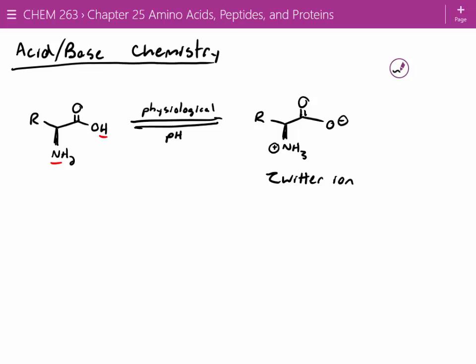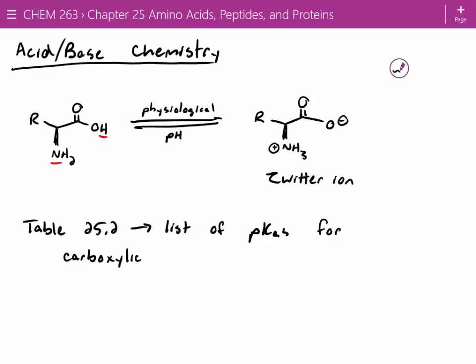If you go into your book, table 25.2 has a list of pKa's for your carboxylic acids and ammonium ions. I'm always blown away by how much they differ. Some amino acids are very, very basic. Other ones are very, very acidic. It really depends on the situation.